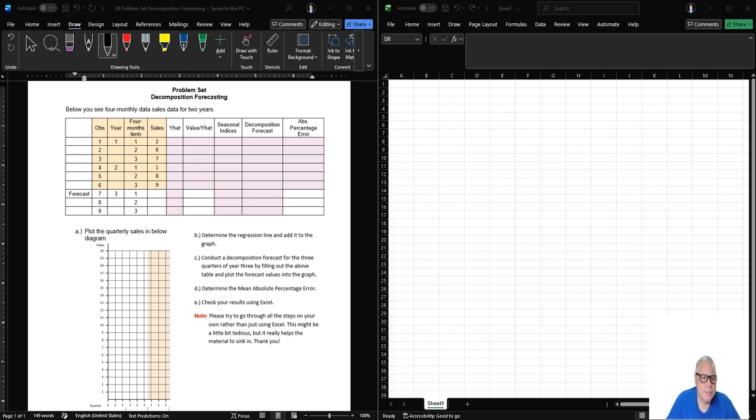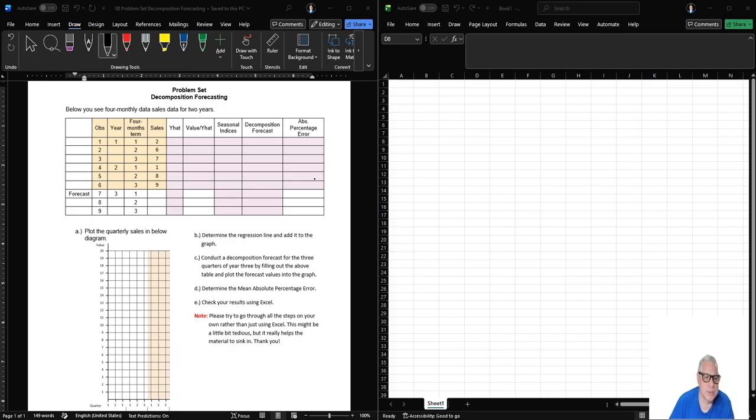Okay, let's do the problem set on decomposition forecasting. Here we have 2 years of data, and each year is divided into 3 4-month terms. The dependent variable is sales. Maybe we can think of a university that has a spring semester of 4 months, a summer semester of 4 months, and a fall semester of 4 months, and maybe that's the bookstore whose sales we examine.